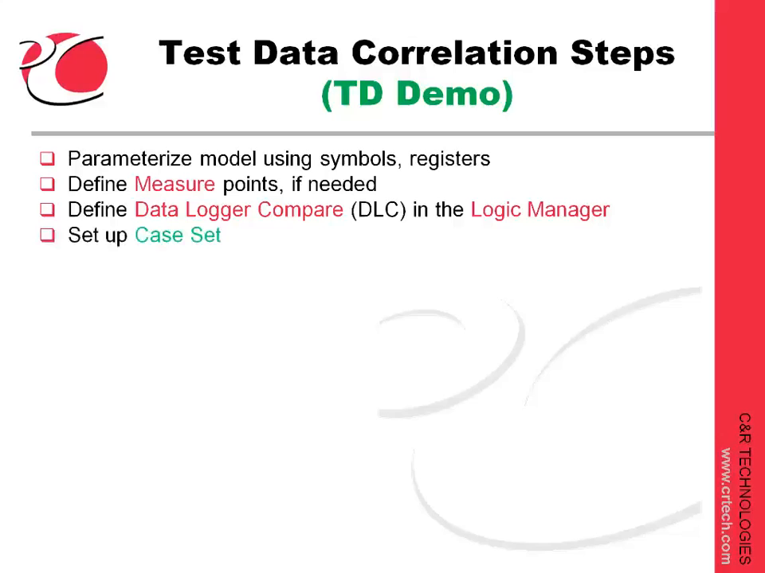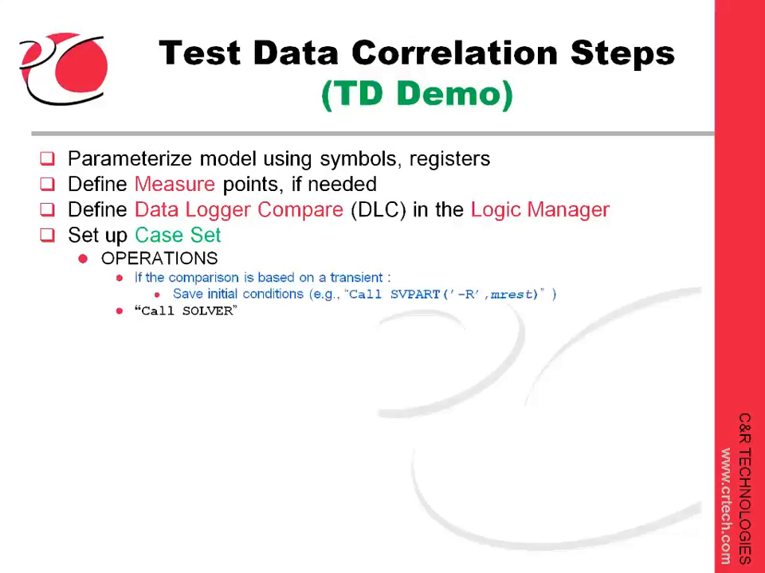It's probably a good idea to create a new case set that will perform the calibration task in order to keep it separate from other tasks that this model will perform before and after it's been calibrated. As a minimum, this case set should include a call to the solver, which is placed in operations. You may also want a Latin hypercube prescan, as I've discussed a few slides back. If the basis of this comparison is a transient run, then you may have to take the extra step before these calls and save away initial conditions, maybe after running a steady state.